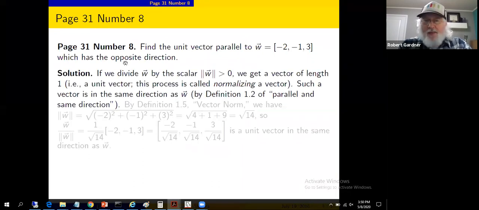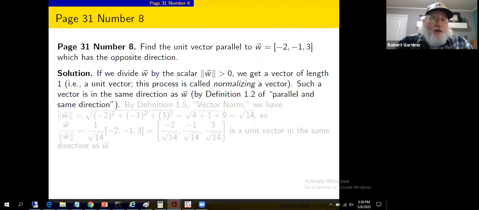All right, so here's the plan. We're going to take this vector W. Let's find its magnitude. If we divide vector W by its magnitude, that'll give us a vector of length 1. It'll give us a unit vector. So dividing vectors by their norm is called normalizing the vector. It turns them into unit vectors.